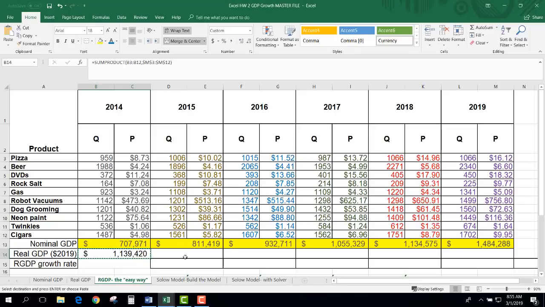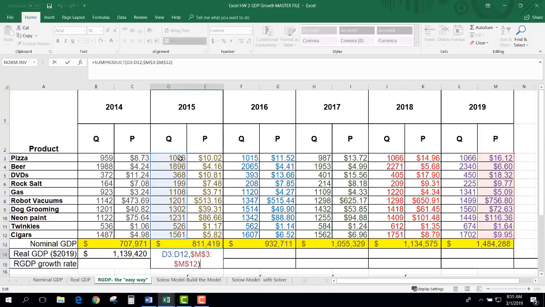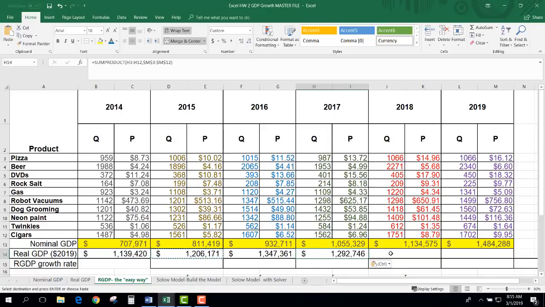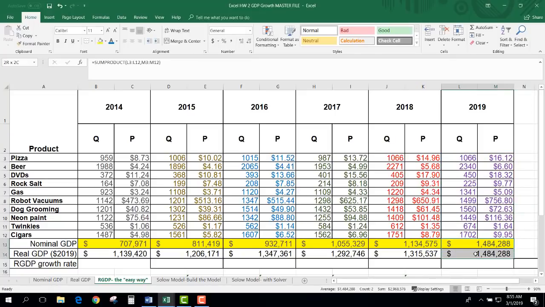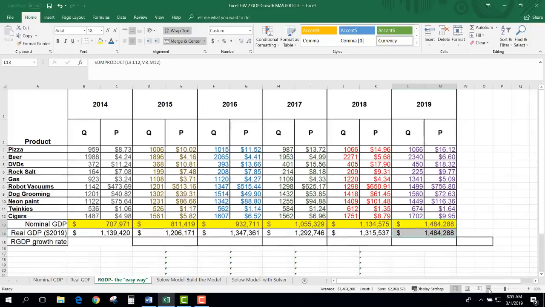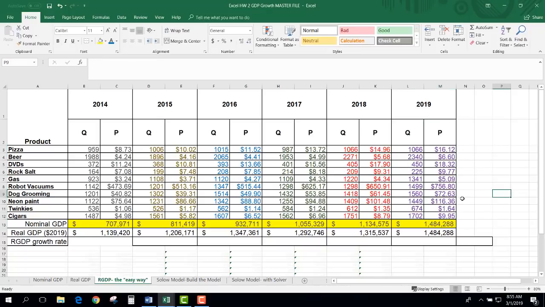And watch what happens when I copy and paste that function. Okay, now I'm using D3 through 12, which is 2015's quantities, times, again, 2019's prices over here, right? Copy, paste, paste, paste, paste. And let's make sure we're getting the right thing over here. Yep, 2019. And 2019's nominal GDP and real GDP should be the same, right? Because 2019's real GDP is in 2019 dollars, which would be the same as its nominal GDP. So remember, the base year, nominal and real will always be equal.